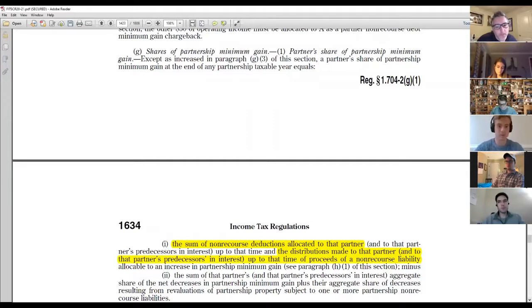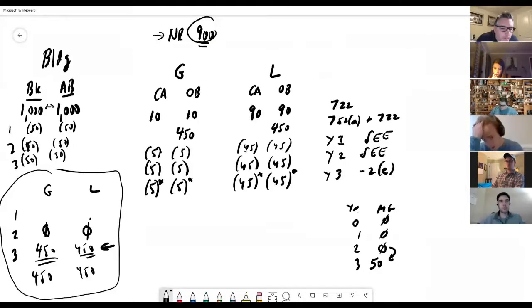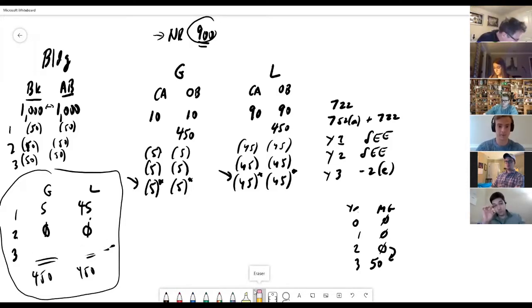We had no distributions of proceeds of non-recourse liability. We had no minimum gain chargeback yet. And so each partner's share of the minimum gain is their allocation of non-recourse deductions. So that means that G's share is 5, and L's share is 45. That's this for G and this for L. There's still no 704C minimum gain because we don't have 704C property.